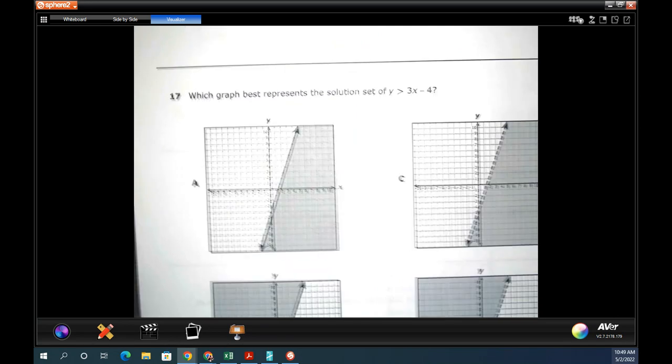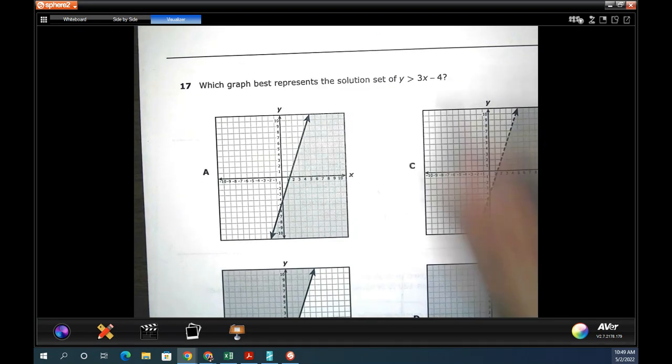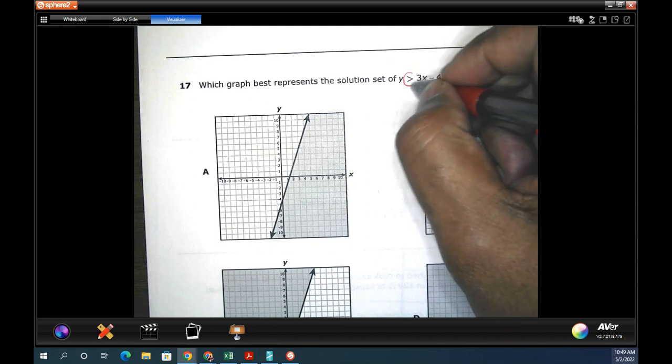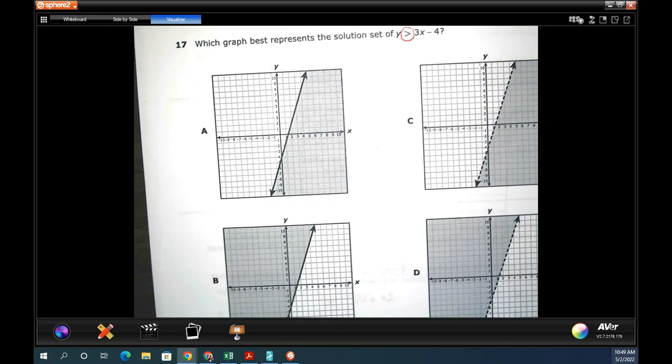All right. Look at 17. What do you know about the line when you look at this? Dashed and shade above. What's the answer? D. Good.